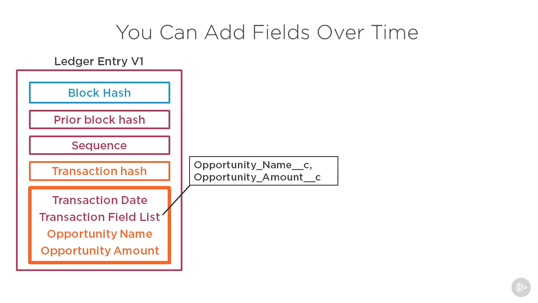Next comes a field called Transaction Field List. This will be a list of the API names of each field used to create the transaction hash. Now you may wonder, why would we need to store this value? Wouldn't it always be the same? In truth, if the fields used in the transaction were always the same, you wouldn't need this field. Your Apex code could simply use a fixed list of fields.